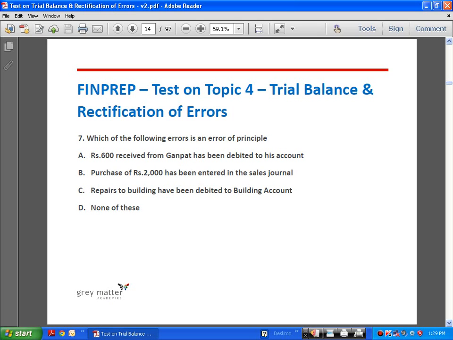Next question. Which of the following errors is an error of principle? Rupees 600 received from Ganpat has been debited to his account. So this is an error of commission. Instead of crediting Ganpat, he has been debited. Purchase of 2,000 has been entered in the sales journal. This again is an error of commission. It is being entered in the wrong subsidiary book. Repairs to building have been debited to building account. This is an error of principle because a revenue expenditure has been treated as a capital expenditure. So answer is C.